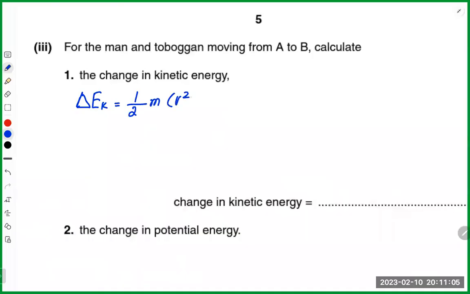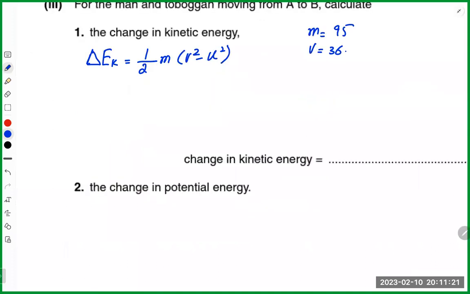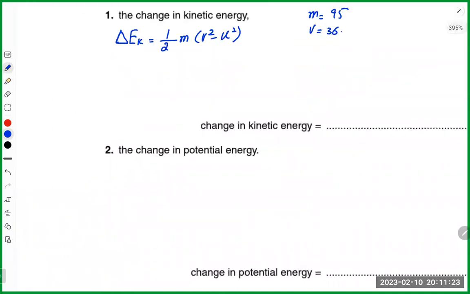Half m v square minus u square. And in this case, u is 0, m is 95, v is 36. I can easily find the change of kinetic energy. Now, change in potential energy.